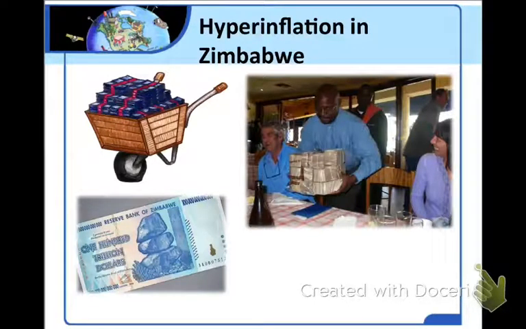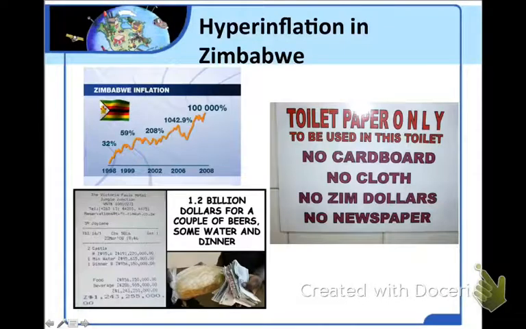And you can see pictures here. They even have a $100 trillion bill, or people bring a wheelbarrow full of dollars just to buy a loaf of bread, or this man trying to pay for a meal with just a huge stack of dollars in his hand. You can see here from this chart that Zimbabwean inflation has reached 100,000% annually. That's huge. And it cost $1.2 billion, Zimbabwean dollars that is, for 2 beers, some water, and dinner.